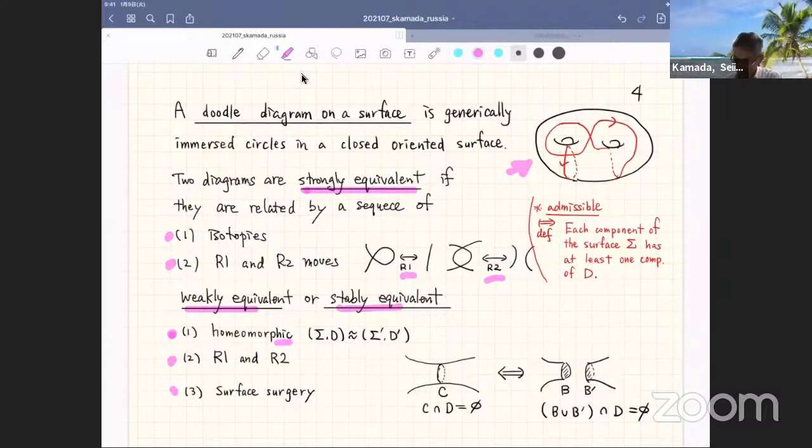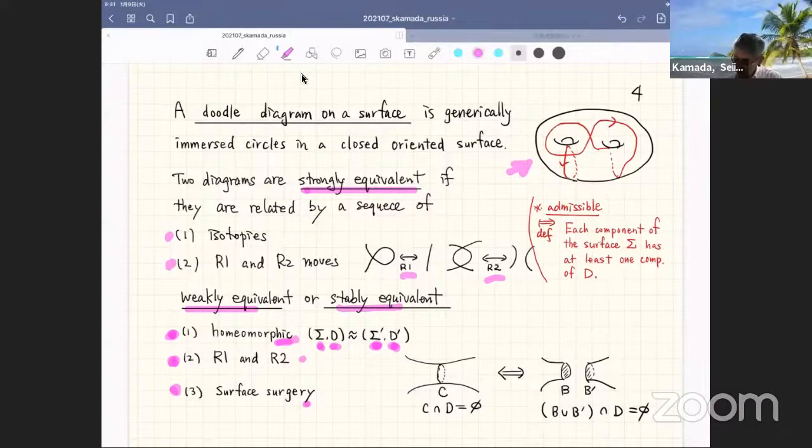Homeomorphism. Sigma is an ambient surface, and D is a doodle diagram in that surface. As a pair, if there is a homeomorphism between two surfaces with diagrams, then we consider them the same. And there are the R1, R2 moves, and surface surgery.